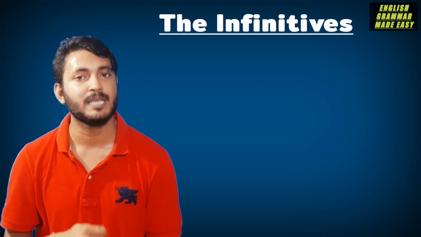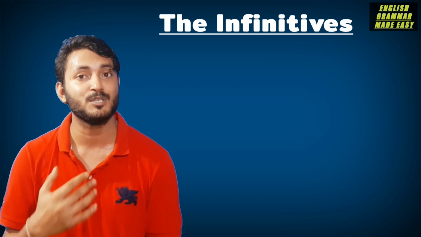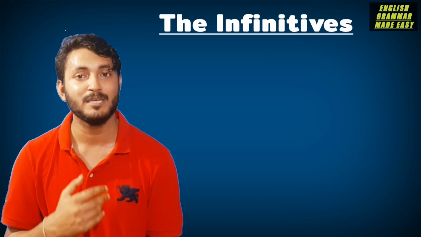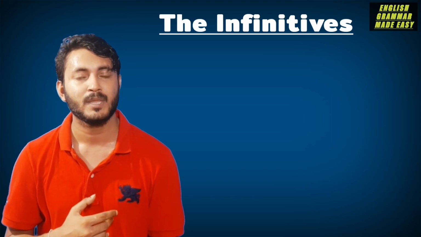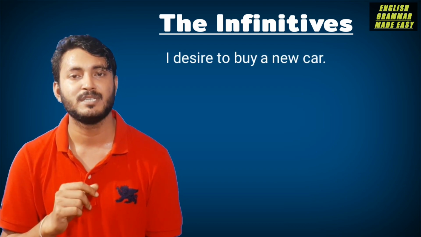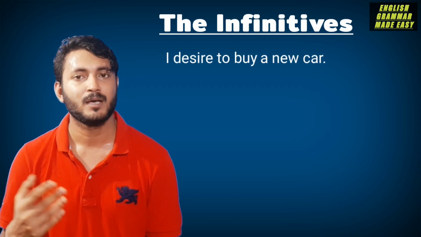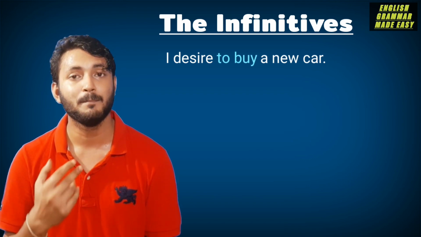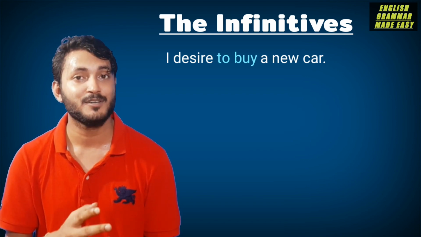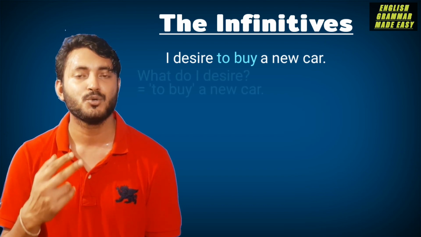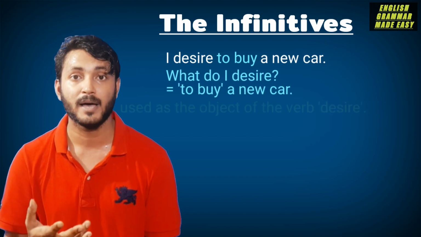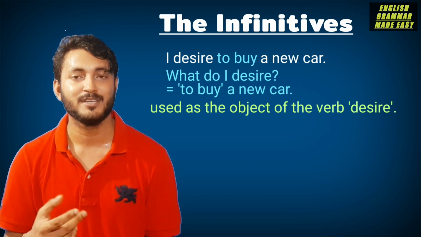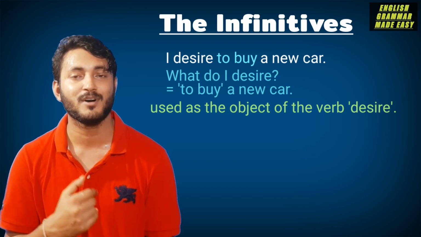Let me give you a few sentences and you try to detect the infinitives used in the sentences. Also try to figure out how they have been used. If I say, I desire to buy a new car. So here our infinitive is to buy. It is written after the verb desire. So what do I desire? To buy. Answer of the question what? That's why to buy is our infinitive, which is used as the object of the verb desire.